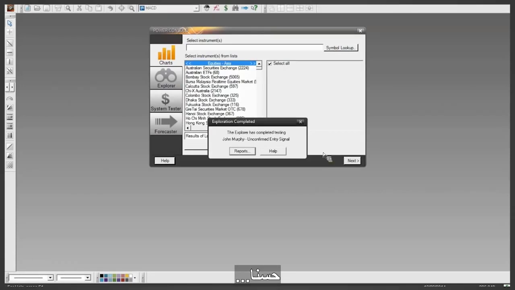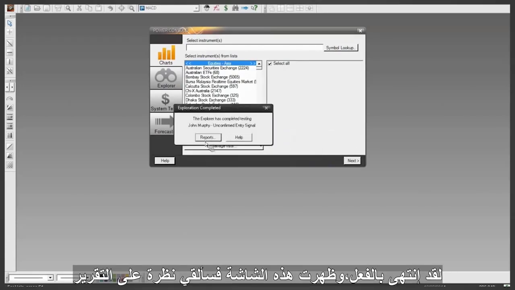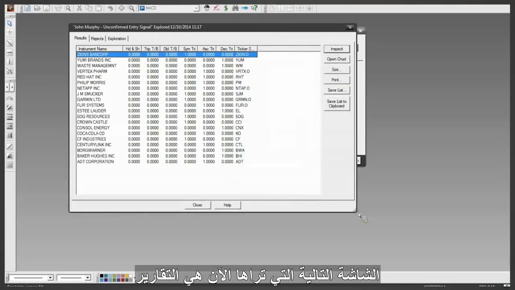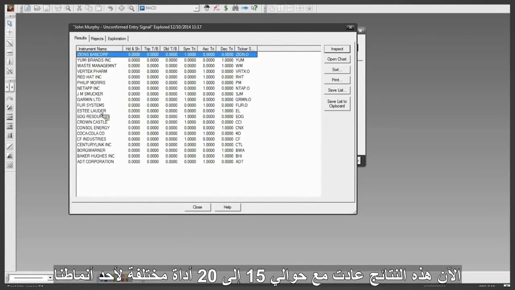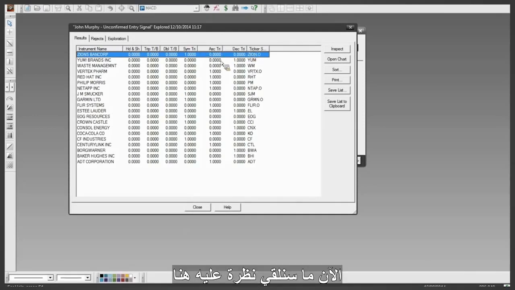All right, so already done. So this screen pops up, and we're going to go ahead and take a look at the reports. Now the next screen that you see here is the reports. Now these results came back with about 15 to 20 different instruments that came back with one of our patterns. What we're taking a look at here is the breakdown of the exploration and exactly what came back.